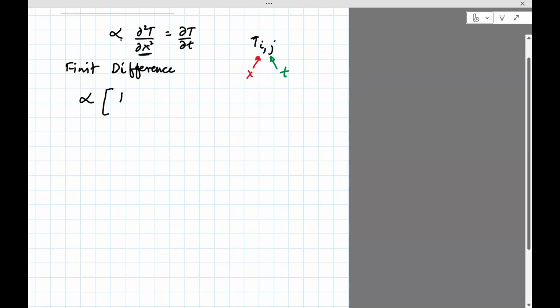The easy way to do this is to just write this pretending it is one dimensional. So T, i plus 1 minus i. Now that we wrote it pretending it is one dimensional, we can put in the other index. So let's write j, j, j. Actually, I did a mistake.